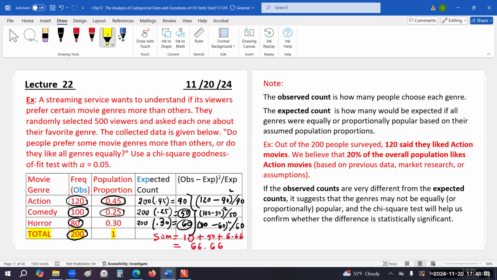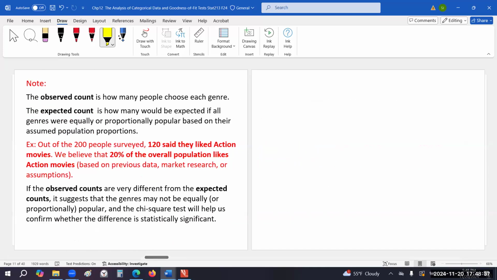So what we got here is the chi-square statistic. To find the chi-square statistic, we apply this formula. We subtract each expected from each observed data. We square the quantity and we divide by the expected quantity. Once we do it for every row, we add all the rows, and that gives us the chi-square statistic.